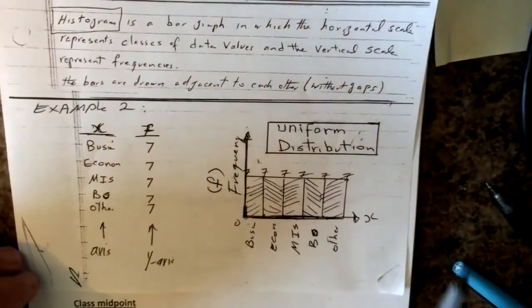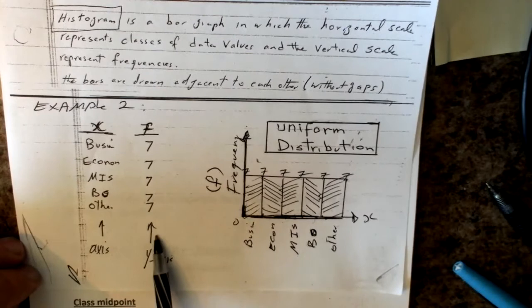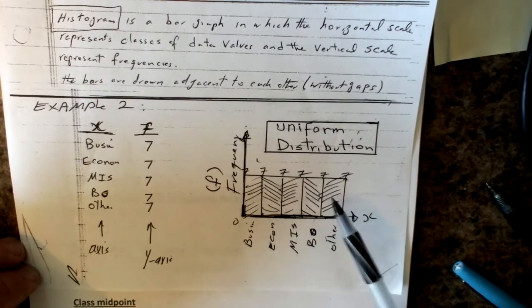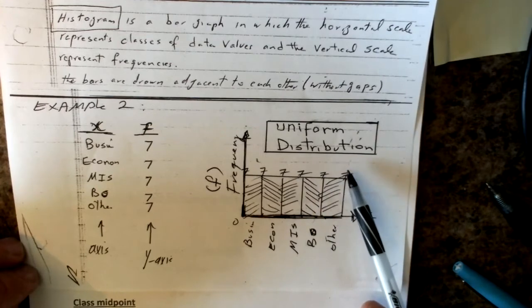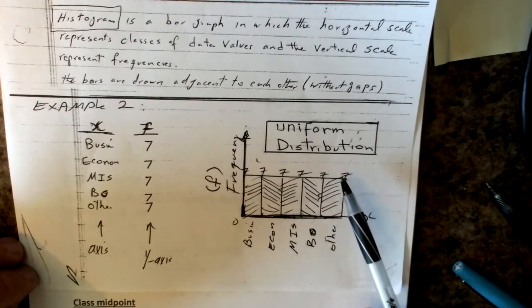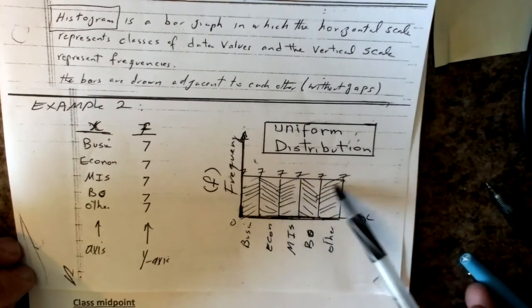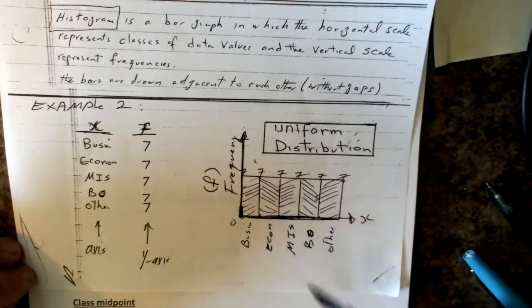See, if the frequency remains the same, this is another example, then you see this is what you have. They call this a uniform distribution. So a histogram or bar graph is in uniform distribution if all the frequencies are equal.